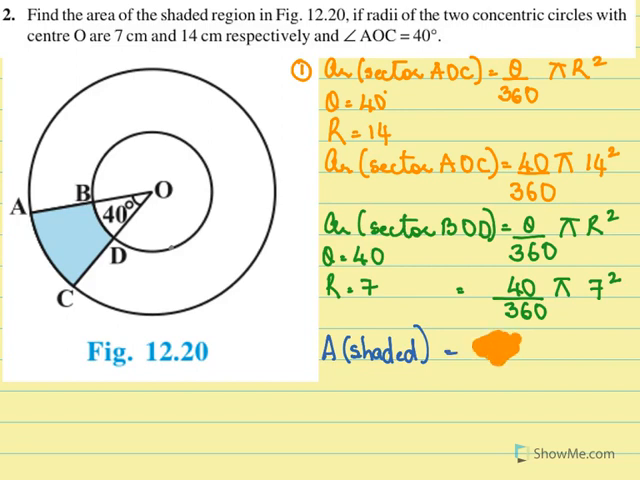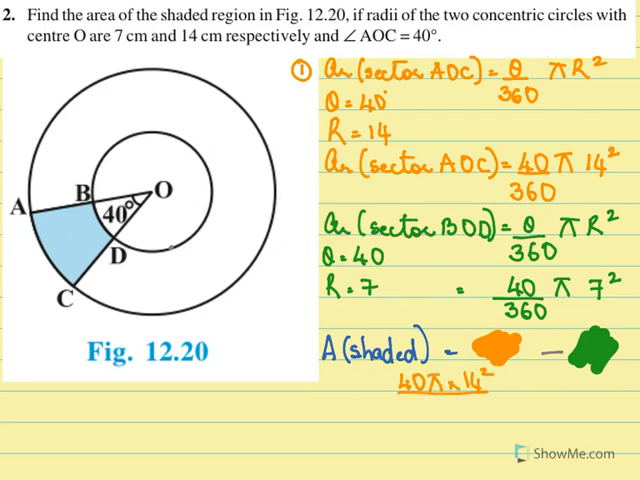So area of shaded region equals this yellow area minus the green one. Let me repeat that again for you. So we have this entire yellow area, and from there we will subtract this green area. On subtracting, what remains is the blue area, which means now the yellow area we know is 40 pi into 14 square over 360.